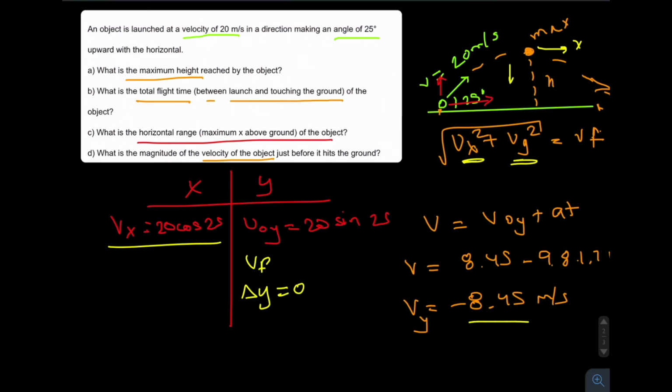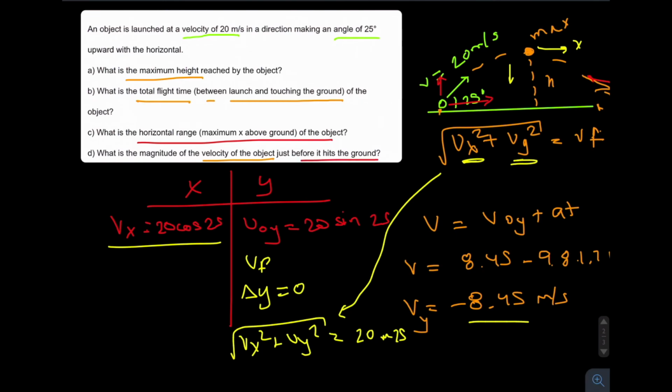So again, as I stated, we got our final velocity, we got our initial. All we're going to do is take Vx squared plus Vy squared, plug it in, and take the square root of that, and we get 20 meters per second. Now that's actually wrong. Again, what did we just talk about? That gravity is down and it's asking about just before it hits the ground. So that means all the velocity is downwards. That means our final velocity is actually negative 20 meters per second.